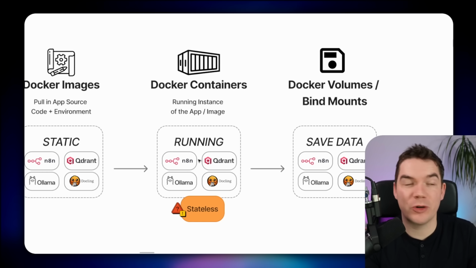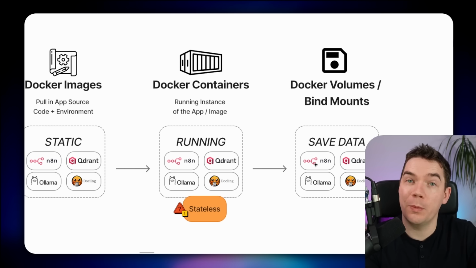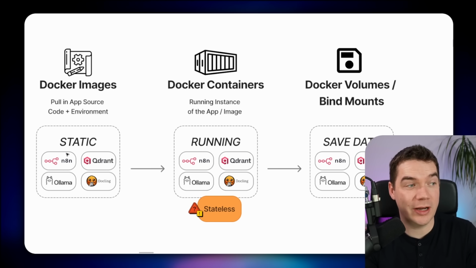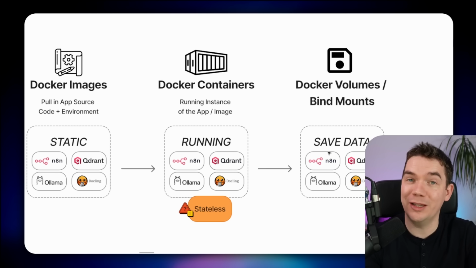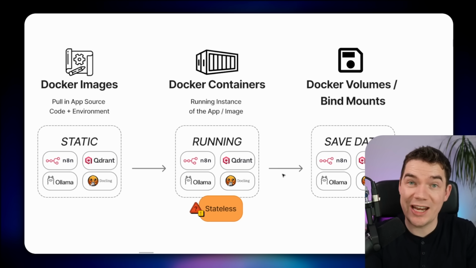So from an N8N perspective, if you were creating workflows in a running instance of N8N, you would want to save those workflows to a volume or to a bind mount. That way, when the Docker container is deleted, you haven't lost the workflow, and you can simply spin up the container again from the static image, and it'll load in everything that's available in the bind mount or in the volume. So these are the three crucial concepts you need to understand about Docker.